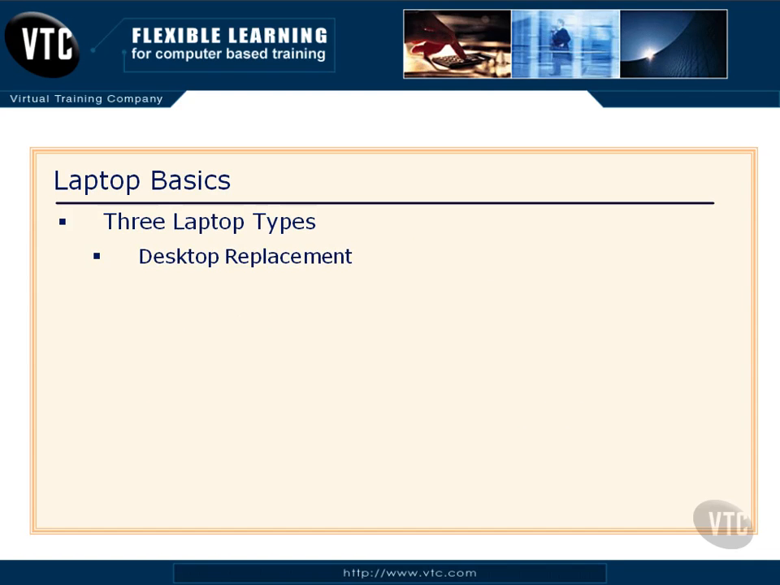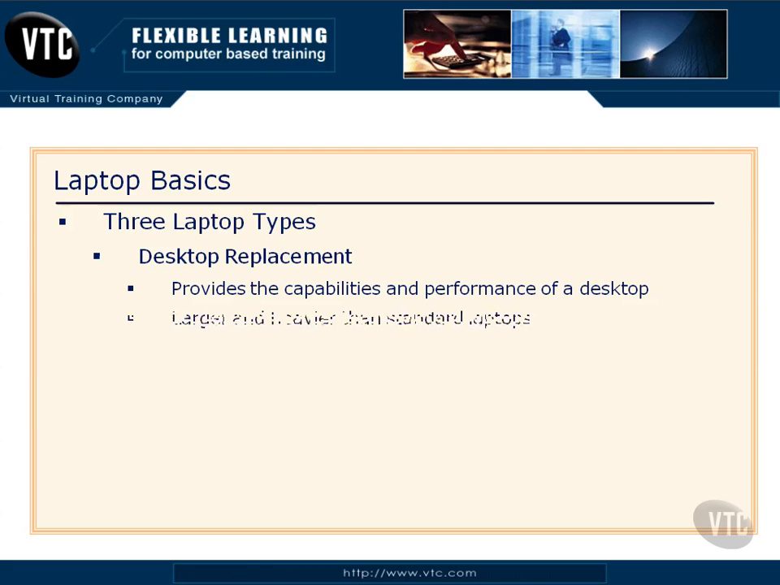The first one's called a desktop replacement. Now, this provides almost the same capabilities and performance of a desktop. The problem with this kind of laptop is it's larger and much heavier than standard laptops. These things can have like 17-inch screens. They get really bulky and heavy and hard to carry around. A lot of times they won't fit in standard backpacks or laptop cases, but they do provide a lot of the same functionalities as a desktop.